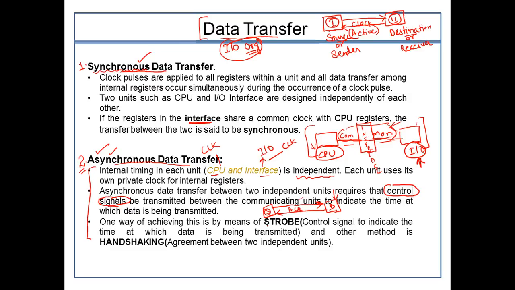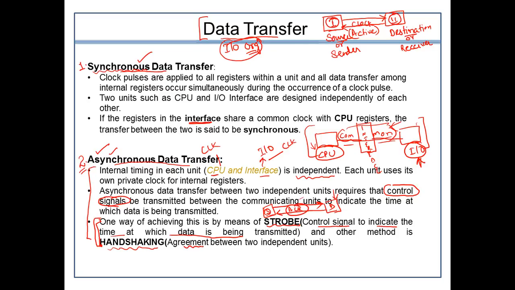So those two control signals are the strobe as well as the handshake. Now we are going to describe in detail these two control signals which are available in input output data transfer. By strobe, we simply mean a kind of control signal which indicates the time at which the data was transmitted. And the other method, handshaking, provides an acknowledgement signal.